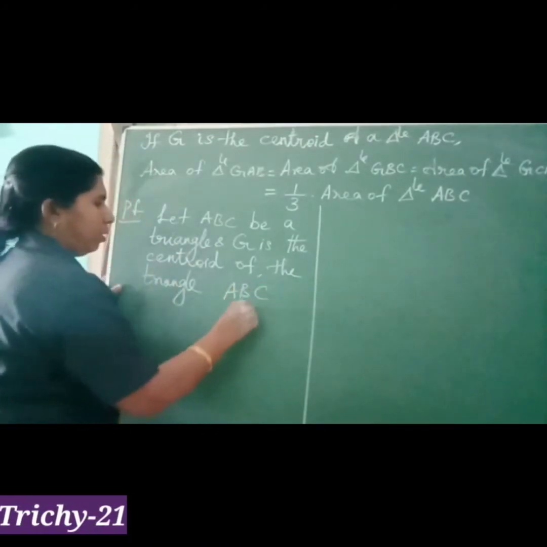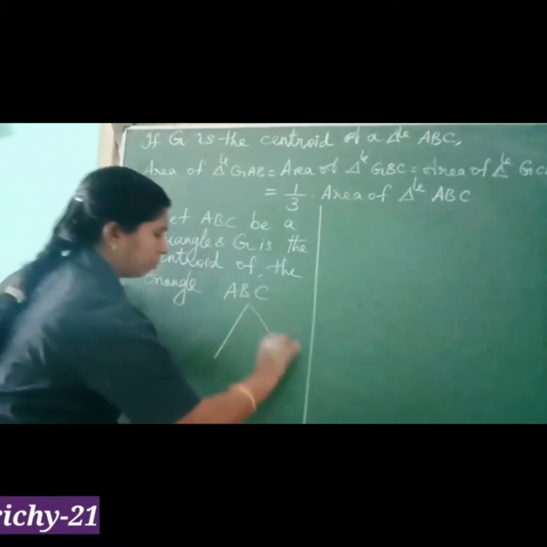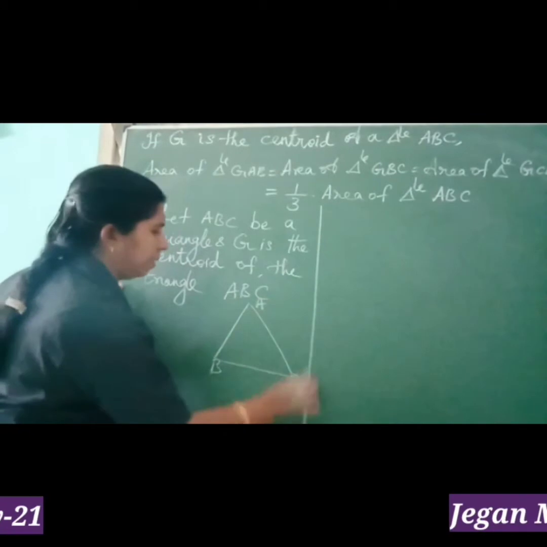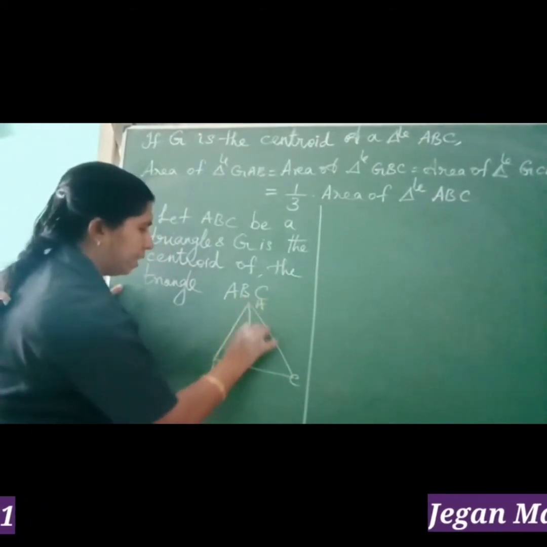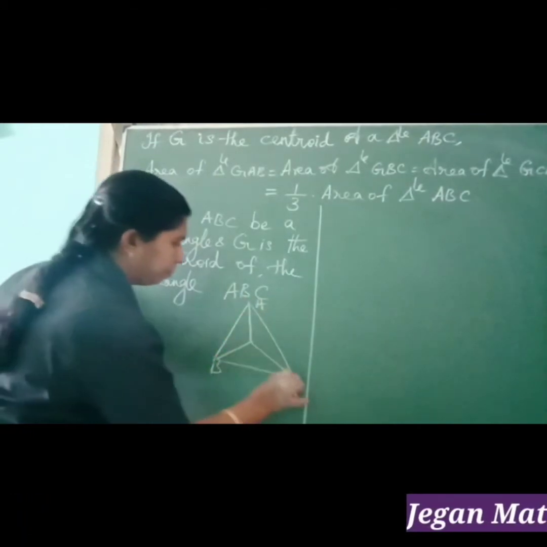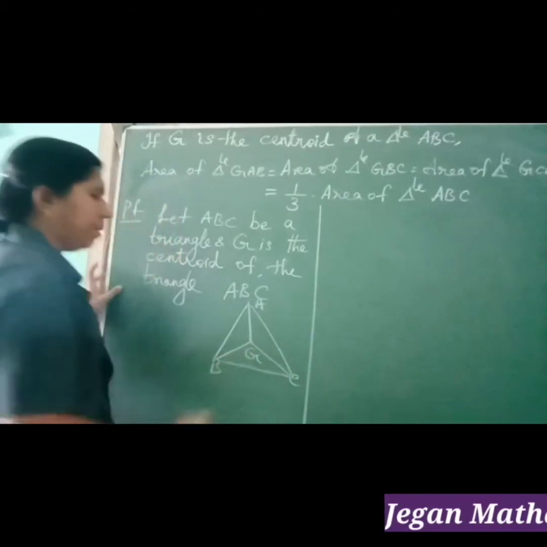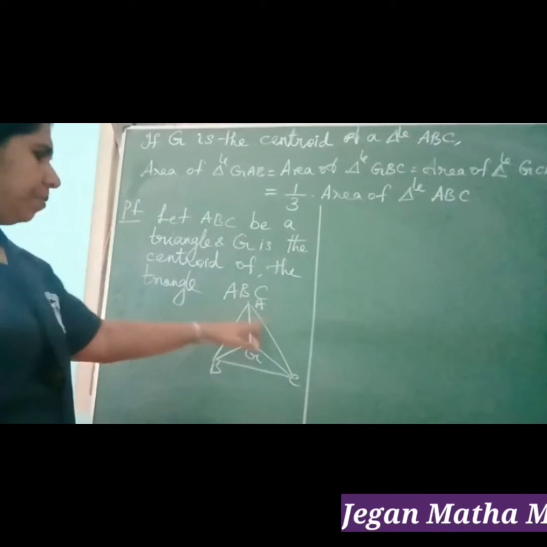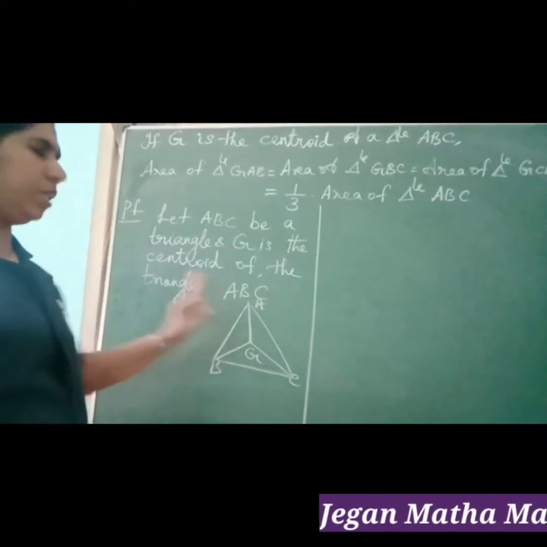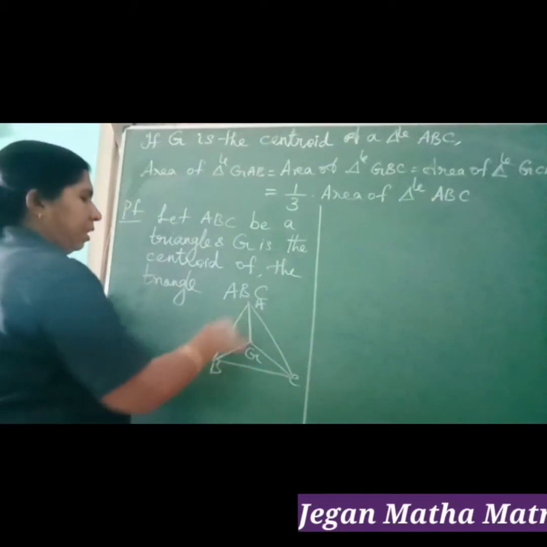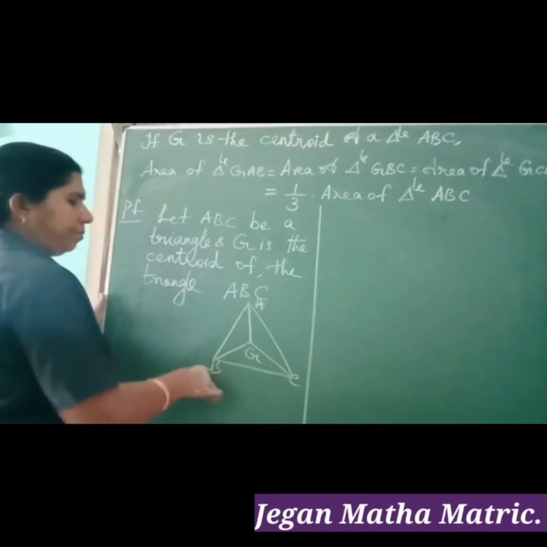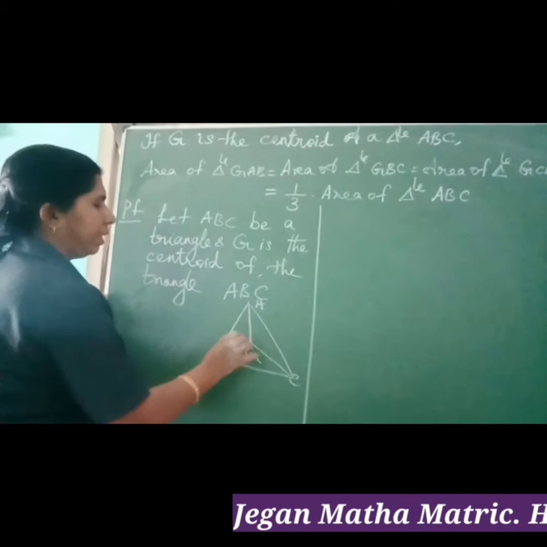ABC is a triangle and G is the centroid. When we take the centroid point, we are dividing this triangle ABC into three parts. One is ABG, another is AGC, and the third one is BGC. Like that we are getting.